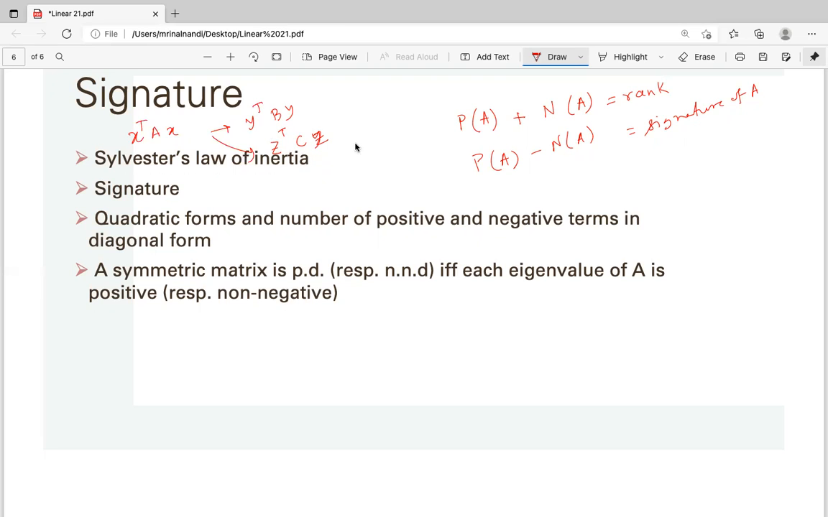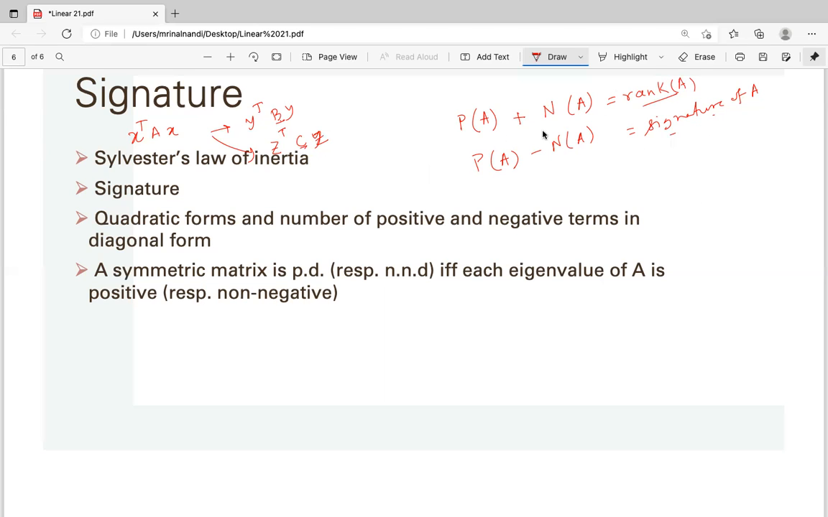Y and Z may not be orthogonal. If you have two non-singular transformations, the matrices B and C may be different, but the number of positive terms in B is the same as in C, and the number of negative terms in B is the same as in C. Obviously the rank of B and C is the same, and also the signature. So once we have the rank and the signature, we can find the number of positive and negative terms, and similarly the other way around.